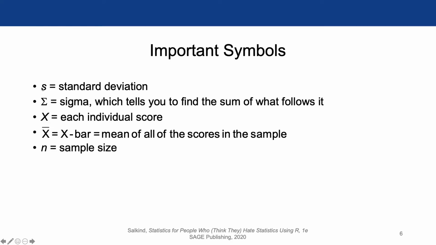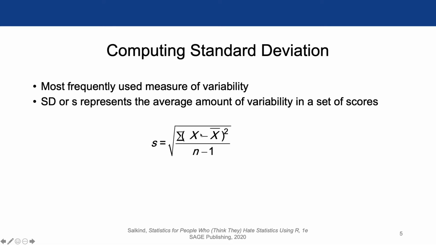So as I noted, the S is the standard deviation, or SD, and then we have this backwards E looking thing, which is sigma. And sigma tells you to sum whatever it is that comes after sigma. So then, after sigma, we have this parentheses, x minus x bar, squared. So everything within the parentheses, to this squared, that's what we're summing. Now let's talk about what it is that we're summing.